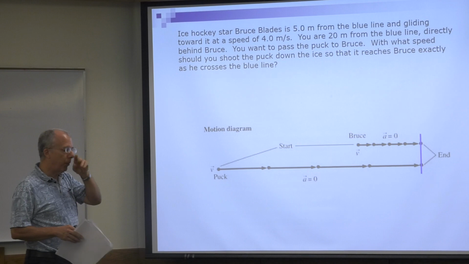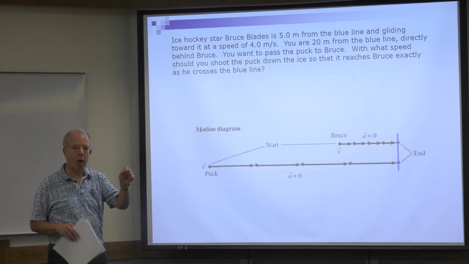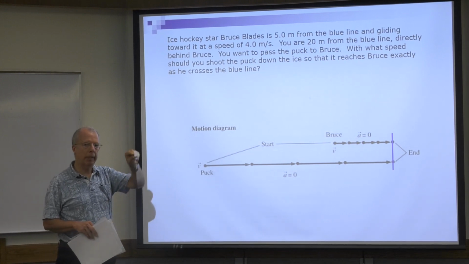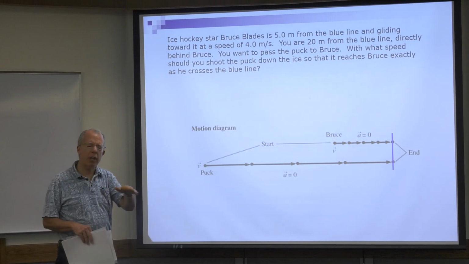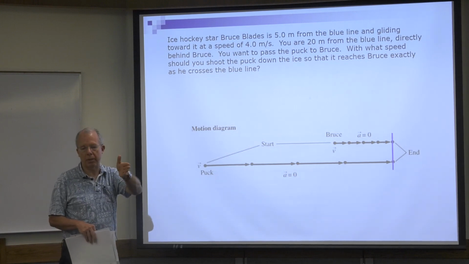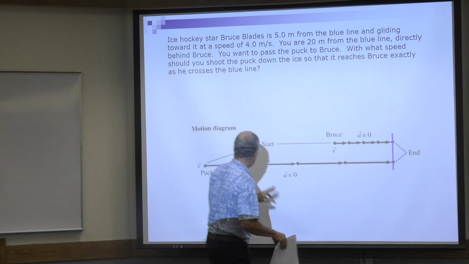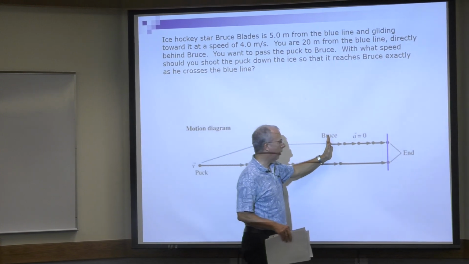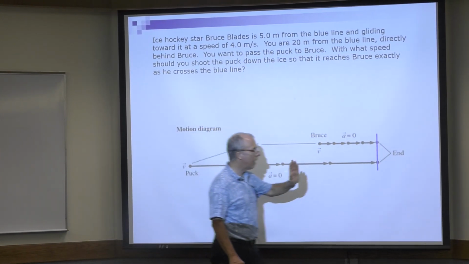Now we want to draw what's called a pictorial representation. We want to ask ourselves, how many points do we need to describe the object's motion? Typically, you just need a beginning and an end if nothing changes. If something changes, you might need a point in the middle, where something changes. But here, nothing is changing. So all we need for Bruce is a beginning point and an end point. For the puck, we need a beginning point and an end point.